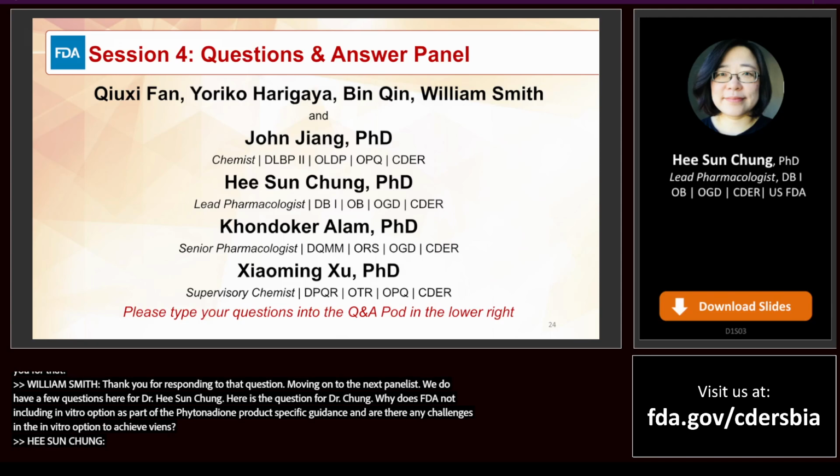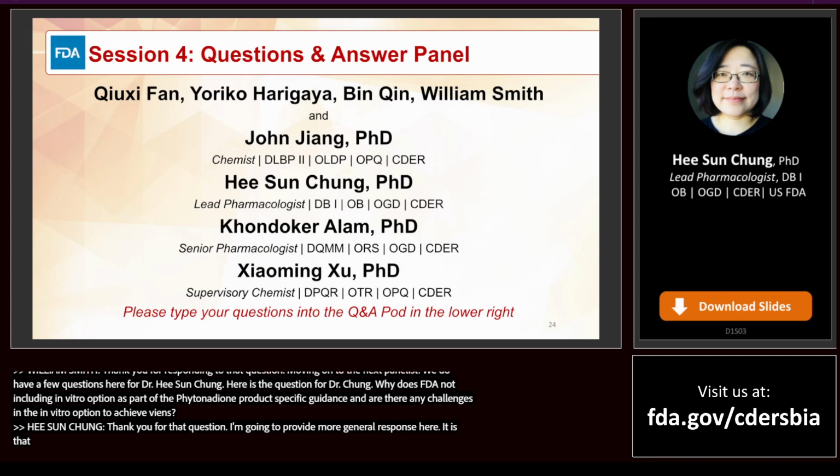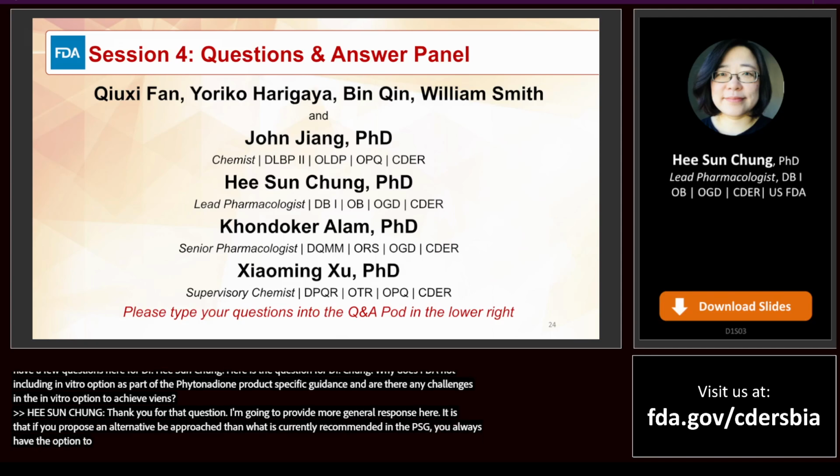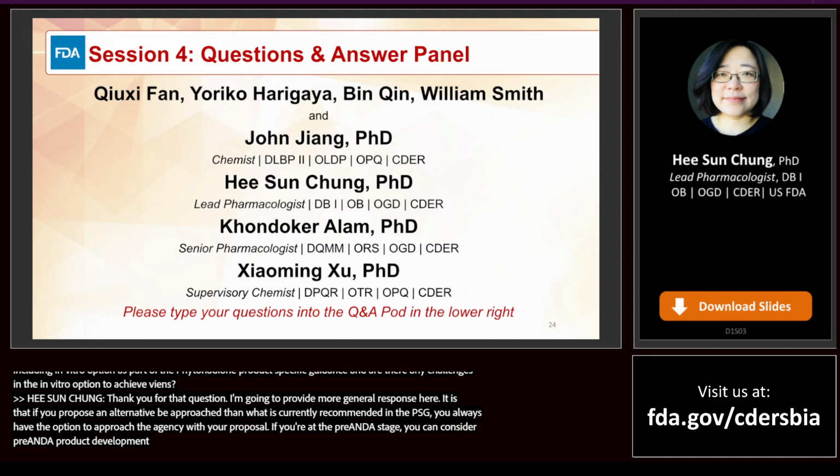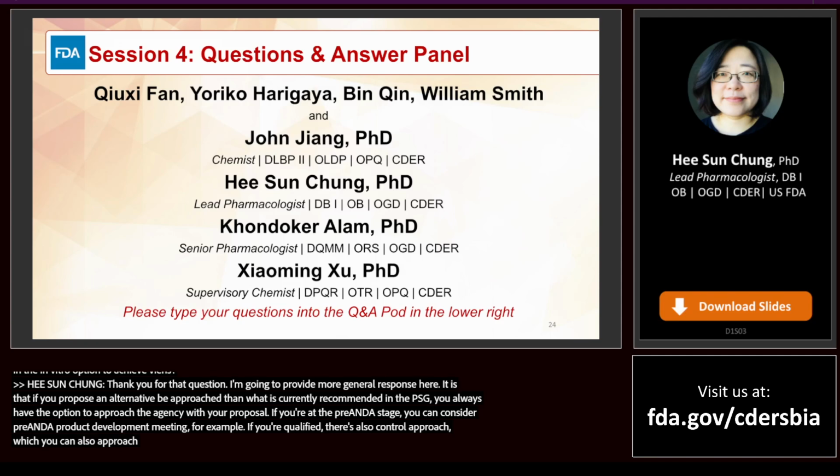Thank you for that question. I'm going to provide a more general response here. If you want to propose an alternative BE approach than what is currently recommended in the PSG, you always have the option to approach the agency with your proposal. If you're at the pre-ANDA stage, then you can consider a pre-ANDA product development meeting, for example. And if you're qualified, there's also the controlled correspondence approach, in which you can also approach the agency in that way. And so I leave it there. Thank you.